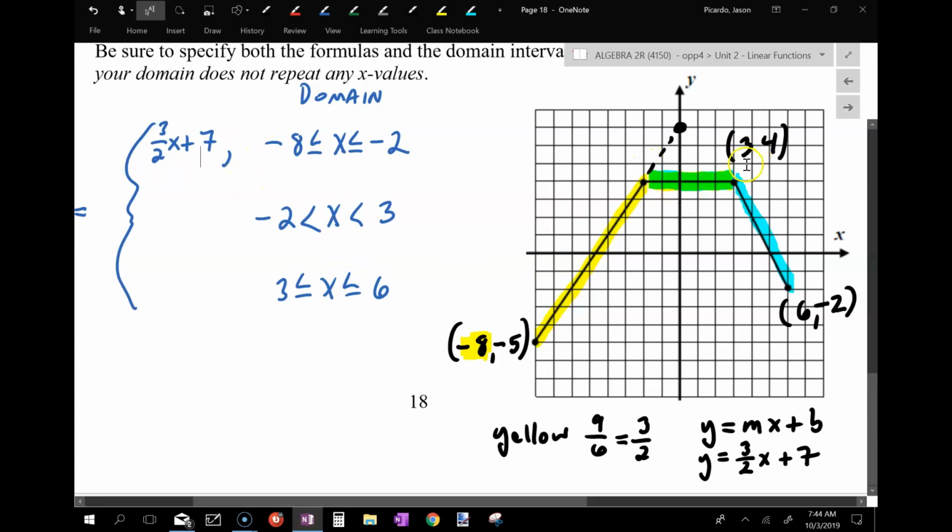Now the green line. Does the green line have a slope? And the answer is yes. The slope is 0. When I have a horizontal line, all I got to do is say what the values are that are the same, right? So this was the point -2, 4. This is the point 3, 4. So this is the equation of a line, y equals 4. Yeah, right? It's 4 everywhere, isn't it? So this is 4.